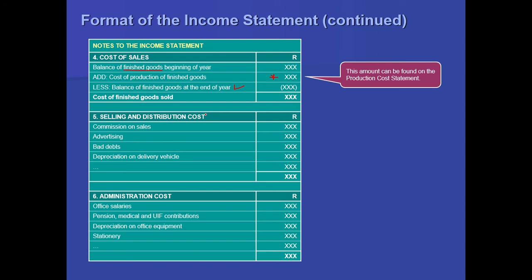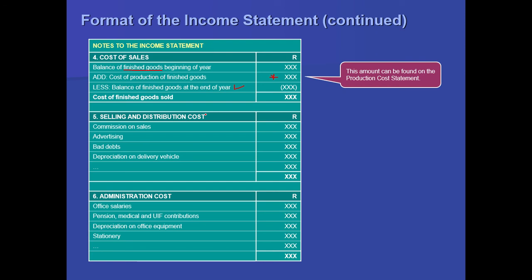And we're going to have administration. You have office salaries that will be part of administration. Pension contributions will be part of administration. That relates to office salaries, all right? Depreciation on office equipment. That is equipment used in the office. It goes to administration cost.